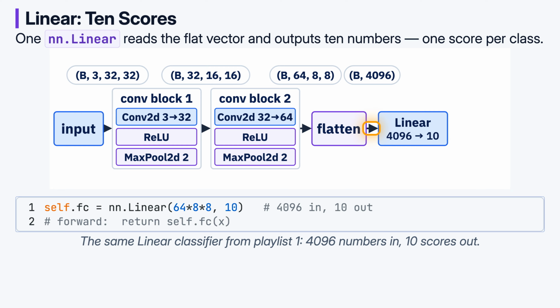The flat row flows into the linear layer along this arrow. The arrow carries batch, 4096, one long row per image. One nn.Linear reads that row and outputs 10 numbers, 1 score per class. This is the same classifier head from playlist 1, only wider on the input side. Where 4096 comes from is part 3.